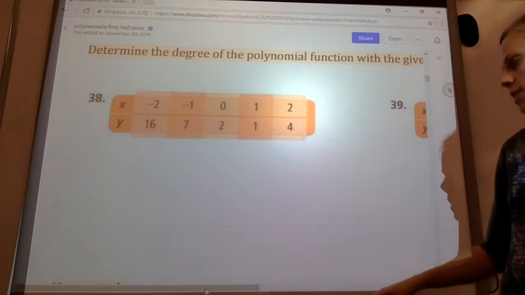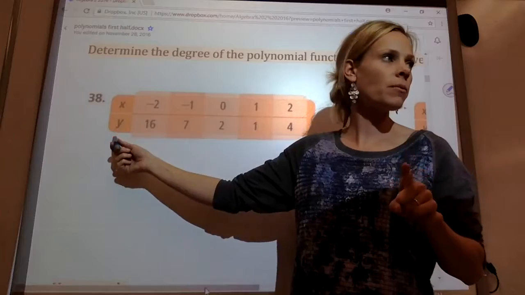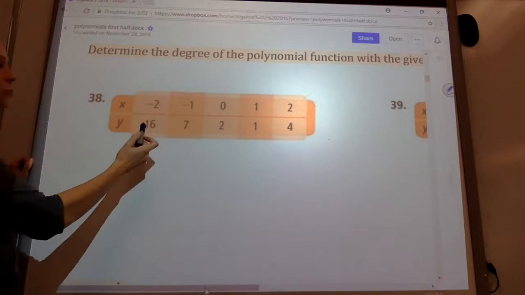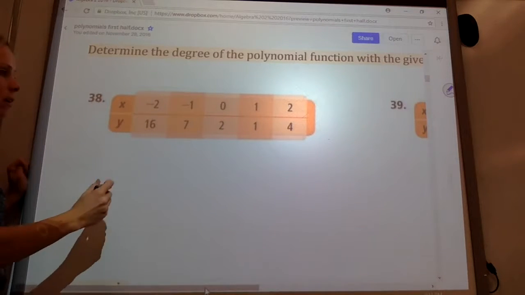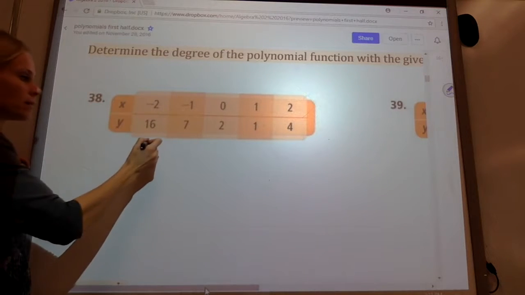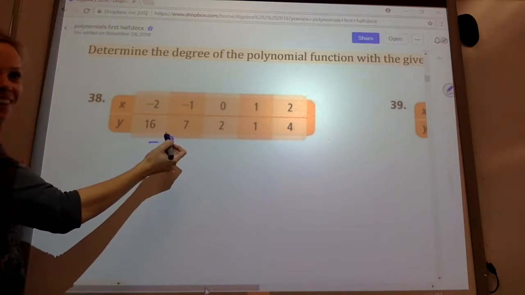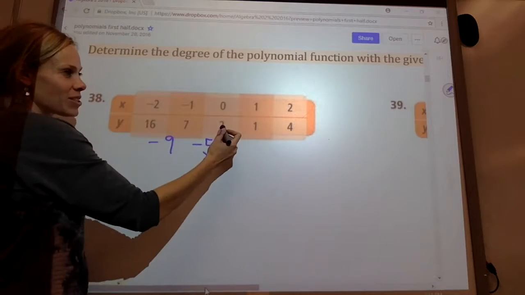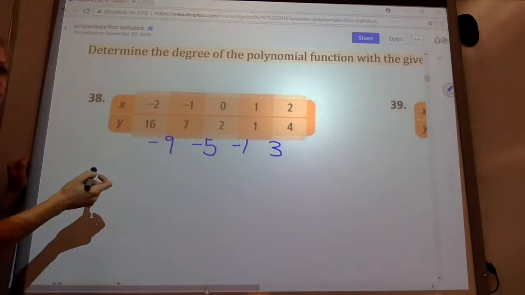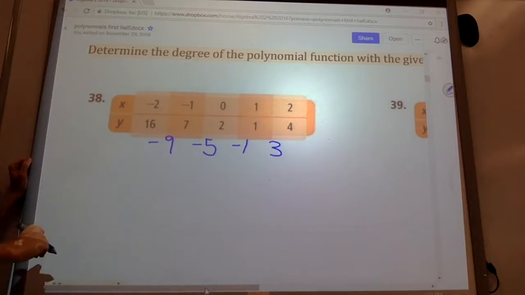Okay, so I look at the differences in my y values. And differences in algebra mean what? What does difference mean? What operation? Subtract. Okay, so this is what you're doing. You're subtracting the y values. So I would say 7 minus 16 is what? Negative 9. Good. 2 minus 7 is? Good. 1 minus 2? 4 minus 1. Okay? These are called my first differences. They don't equal each other, right? They're not all the same number. So this is not linear.